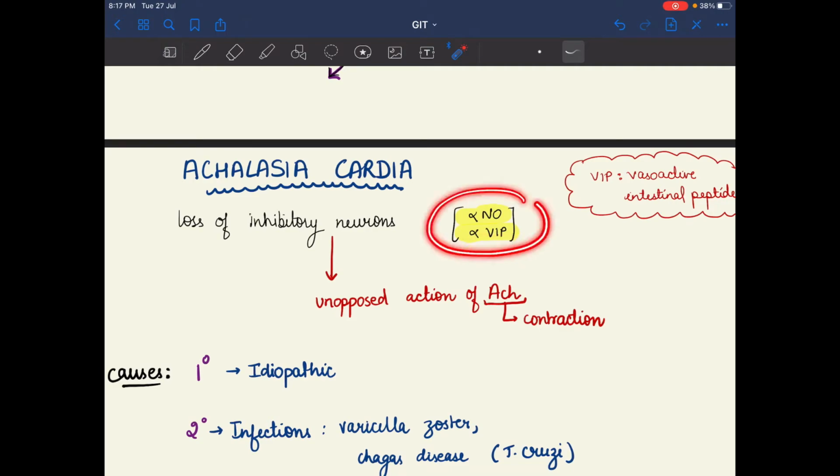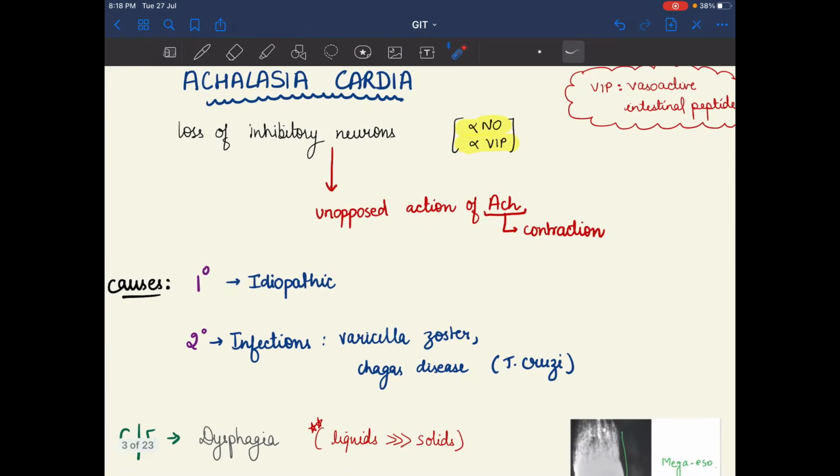vasoactive intestinal peptide. Now what are the causes of achalasia cardia? The primary cause is idiopathic and the secondary cause is infection, such as Chagas disease, meaning Trypanosoma cruzi, or varicella zoster.